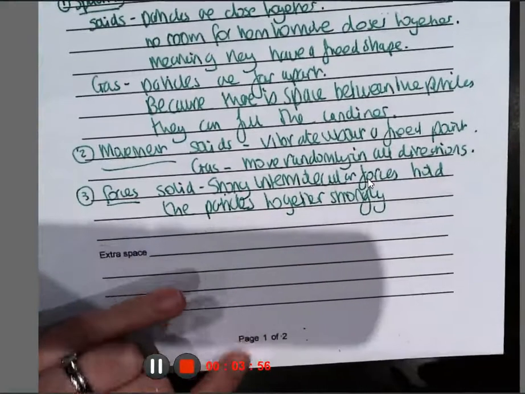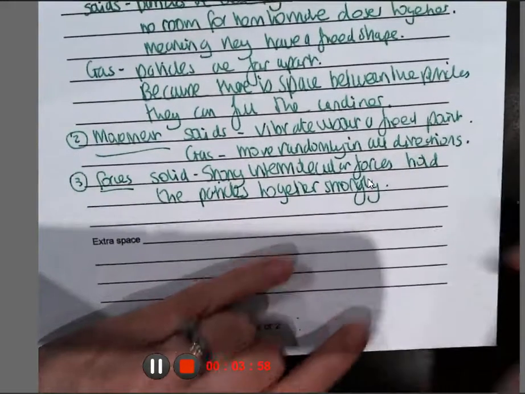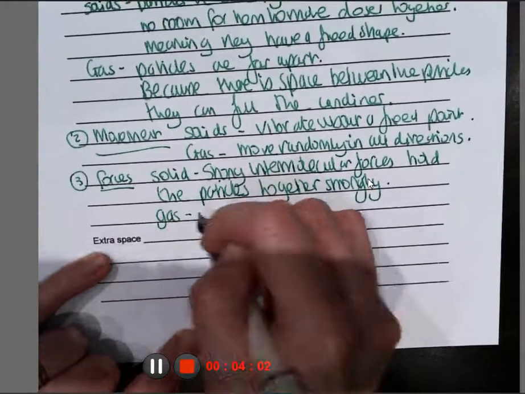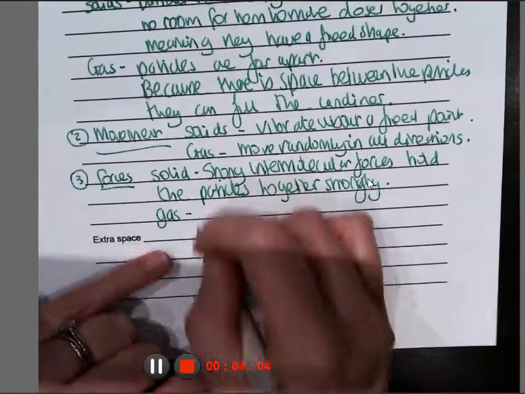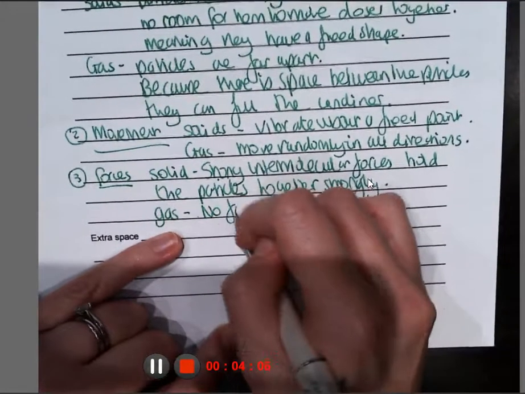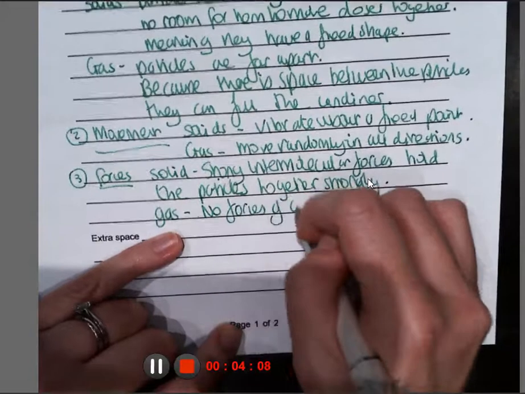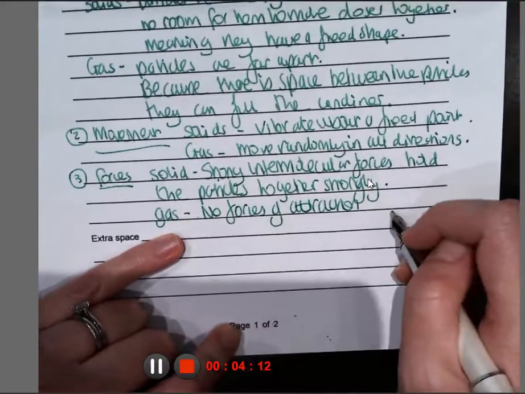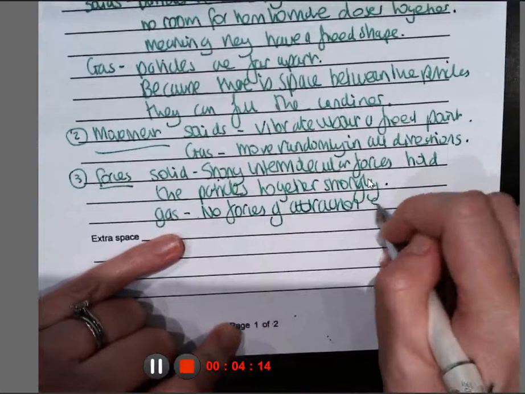Okay, and then in a gas, there are no forces of attraction. So the particles can spread out in all directions.